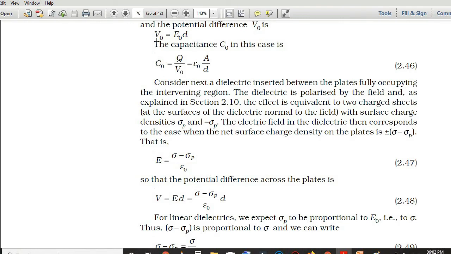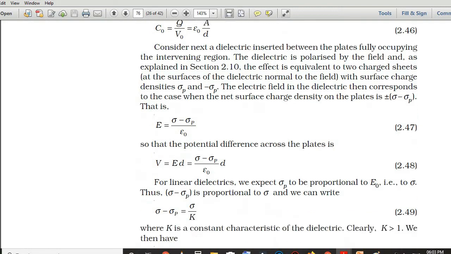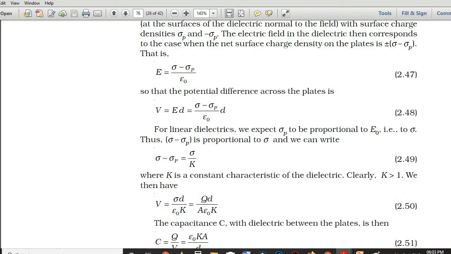This is the equation we studied. V0 is equal to E0 into D if there is no dielectric medium. And when there is a dielectric medium, we could write V is equal to E into D. We shall substitute this value for electric field. Thus, sigma minus sigma P divided by epsilon 0 into D, that is V. Okay.